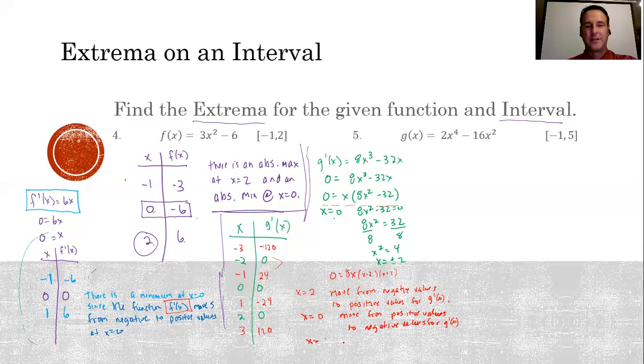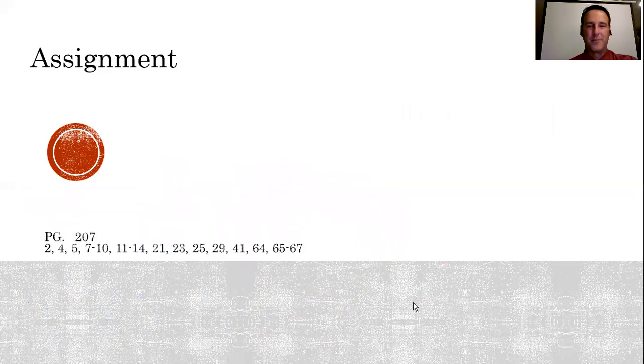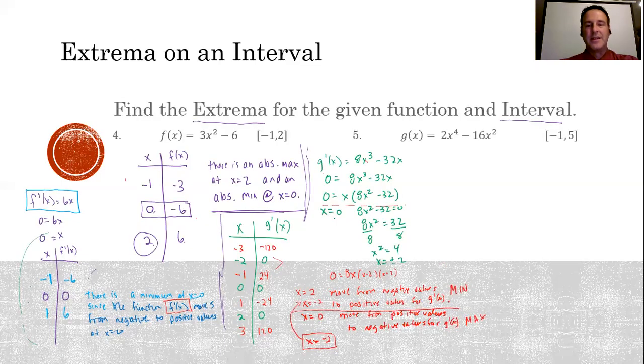Okay, and at x equals -2, it's the same thing as above. So I'm going to cheat a little bit and just write that right here. X equals -2, because the definition is still the same. And what does that mean? Well, when you move from negative values to positive values for g prime of x, that means you're going to have some type of minimum, and this, of course, will be some type of maximum when you go from positive values to negative values. That means you're going to have a max. Cool.